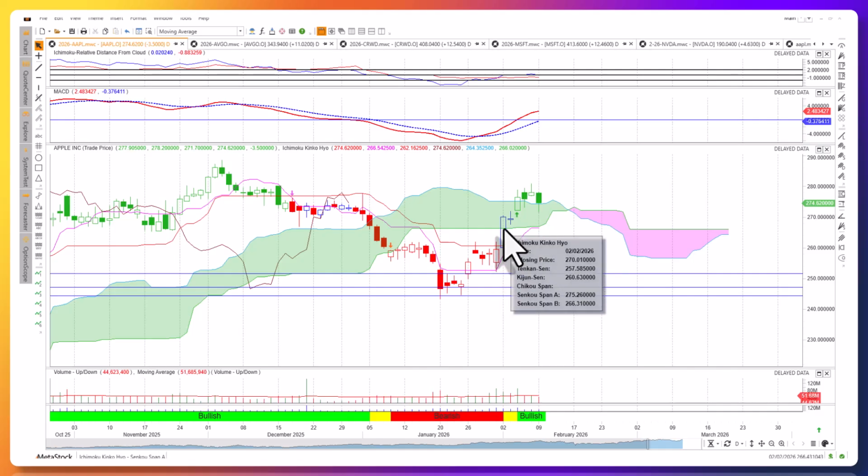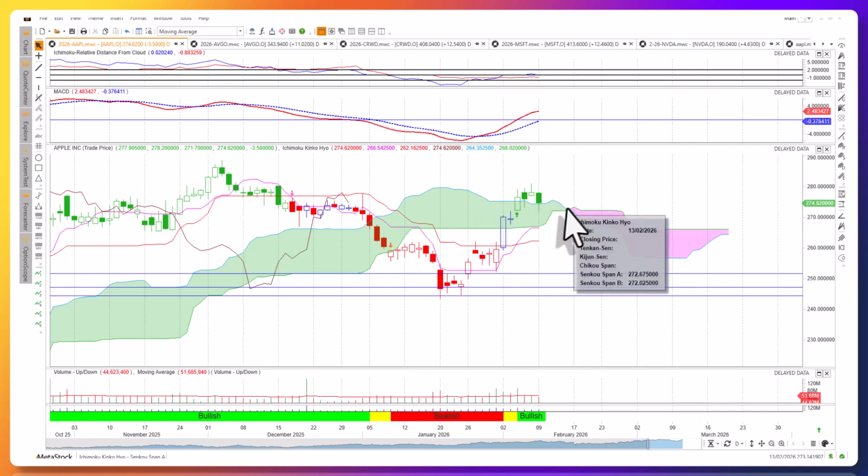Sliced through the bottom end of the cloud. Then entered into the cloud. It's kind of a neutral zone, but still somewhat bullish. Sliced through the top end of the cloud, entered bullish territory, and now we're stuck back above the top end of the cloud, and that is ultimately bullish from an Ichimoku Cloud Chart perspective.